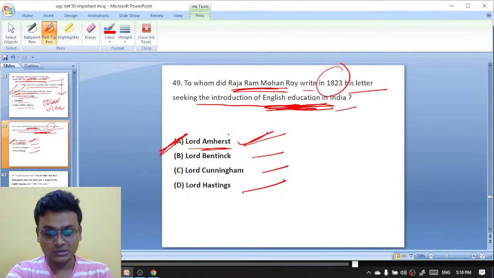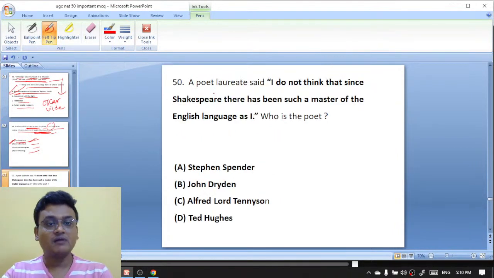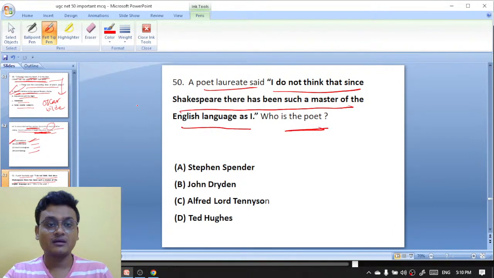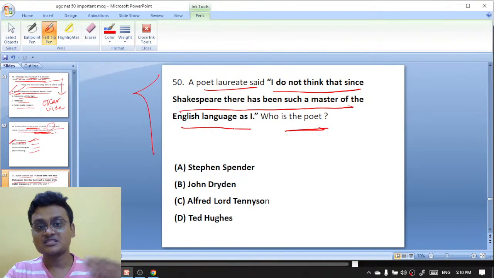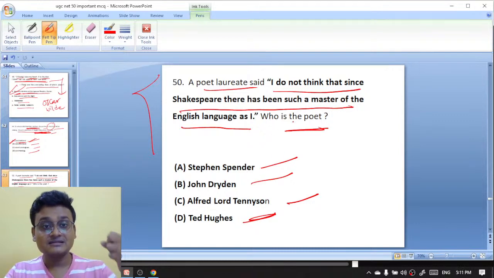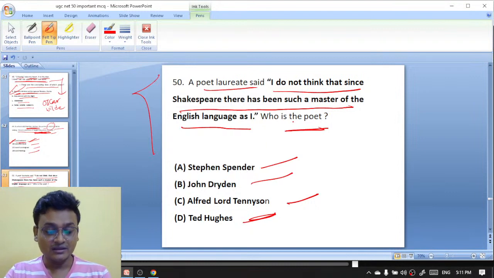And to end the session, here is question number 50. A poet laureate said, I do not think that since Shakespeare there has been such a master of the English language as I. Who is the poet? Stephen Spender, John Dryden, Alfred Lord Tennyson, and Ted Hughes. So he's boasting, actually. The right answer is Alfred Lord Tennyson, who said that since Shakespeare there has not been such a master of the English language.